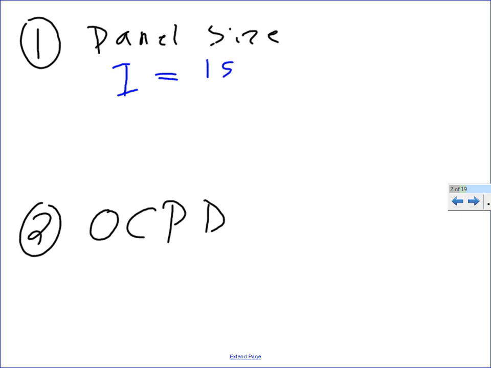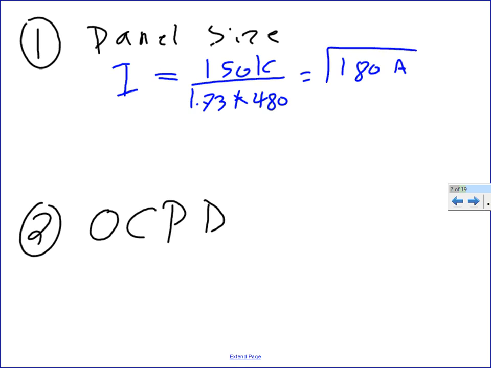I have 150 kVA divided by 1.73 because we're dealing with three-phase, and the voltage is 480. That will give me 180 amps, right? This gives me 180 amps. Cool? Any question about this? I got 180 amps. Now, you have two options: custom design yourself a 180 amp panel, or go to the typical industry standards and buy yourself a panel.